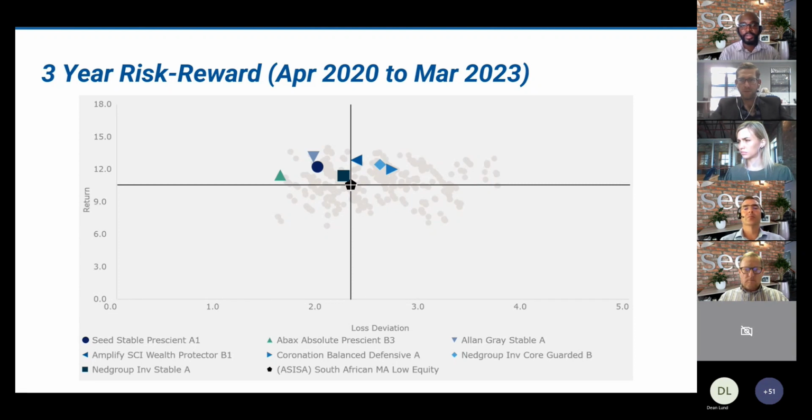The ABAX Absolute Fund has also done better than average with a much lower volatility. Some of the other funds, including the Ned Group and your Coronation, have delivered better than average returns, but obviously over that period, slightly higher volatility, which is something that can be okay, obviously, with the vastly different investment style.